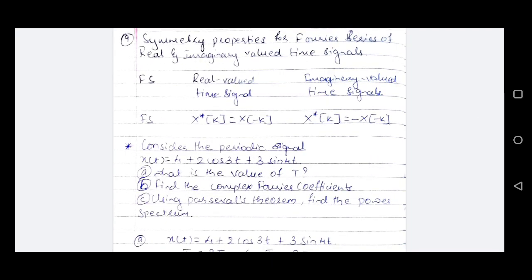time signals. If the continuous time periodic signal is real valued signal, then its Fourier series coefficients will be conjugate x star of k, which will be equals to x of minus k. And if the continuous time periodic signal is imaginary valued signal, then x star of k, the Fourier series coefficients, will be equals to minus of x of minus k. For real valued signals, Fourier series coefficients will be even functions, and for imaginary valued signals, Fourier series coefficients will be odd function.